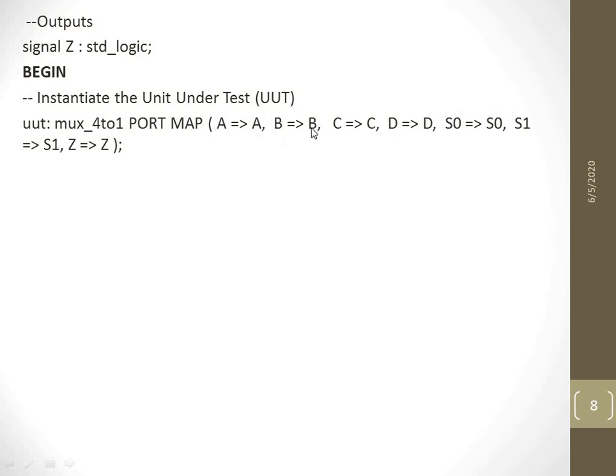This is the signal which is assigned to my component. Again, this is a signal assigned to the component. Indirectly I am mapping the ports, the same signal with the same port. Now comes the stimulus generation.